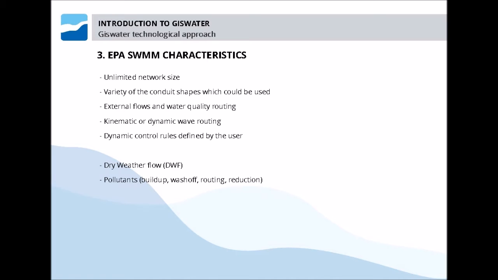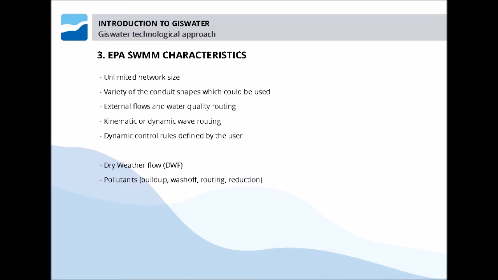We can model all types of conduit shapes, both standard and non-standard ones. If the shapes are not included in the catalog, it is not a problem. We can create by means of transects and customs the closed or open sections that we want. In addition, the hydraulic model allows to incorporate external input flows and water quality.